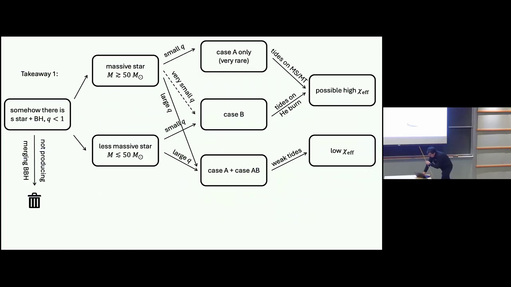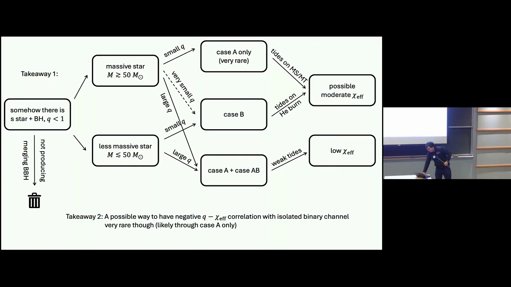Okay, I leave my takeaway here. So let's say you somehow have a star plus black hole, right? You don't care about those that are not merging binary black holes, and you go through all this process, and you can possibly have high chi effective or low chi effective, depending on your parameters. The takeaway too is that it's possible that just from the isolated binary channel, you can have this negative chi effective, but it's very rare. It's only through these systems, which are a very small part of parameter space, which means that if you eventually don't find it, it's also consistent.